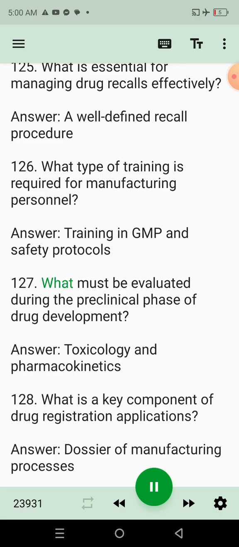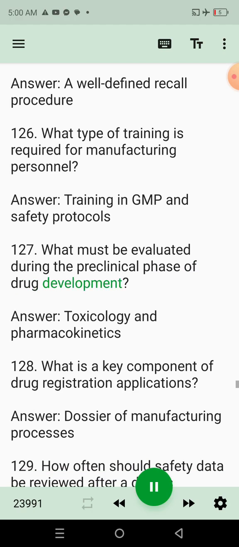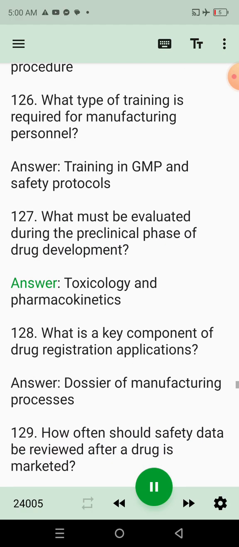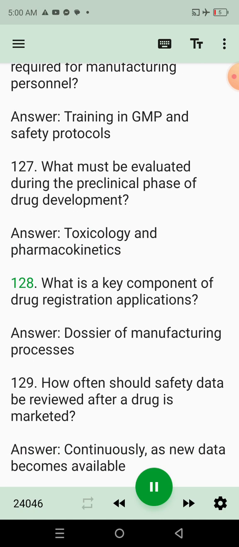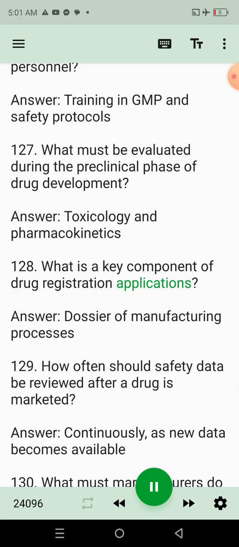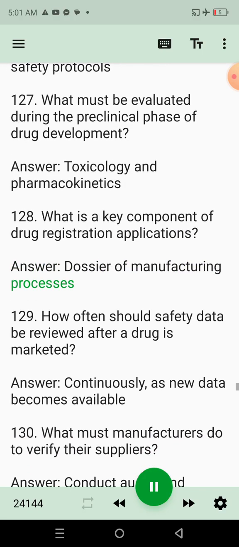127. What must be evaluated during the preclinical phase of drug development? Answer: toxicology and pharmacokinetics. 128. What is a key component of drug registration applications? Answer: dossier of manufacturing processes.